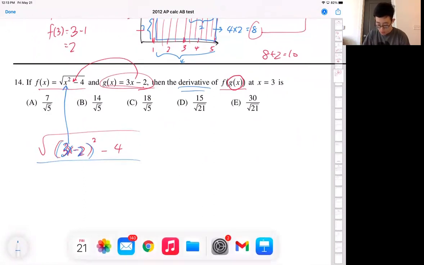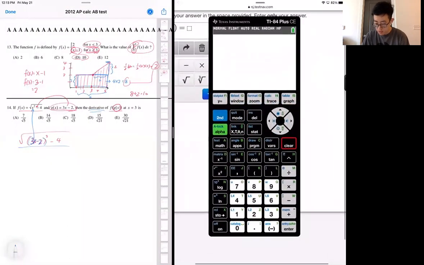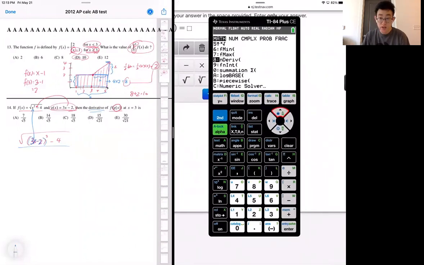Let's rely on our calculators, right? Calculators allow us to calculate the derivatives and antiderivatives quite easily. You want to go to math, and you want to take the nDeriv, number 8, and this is quite neat.